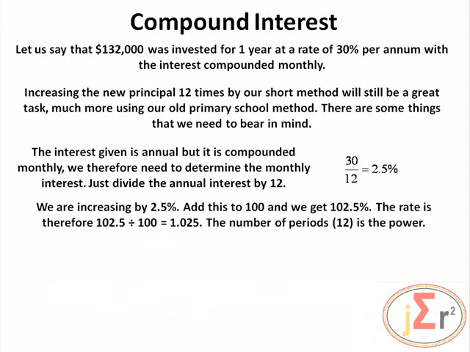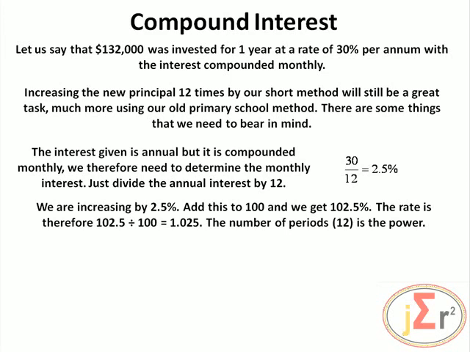We are increasing by 2.5%. Add this to 100 and we get 102.5%. The rate is therefore, divide by 100, we get 1.025. The number of periods, 12, is the power. Do you remember that the number of periods that we used turned out to be the power?